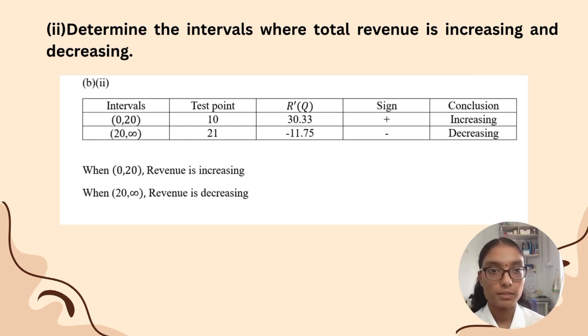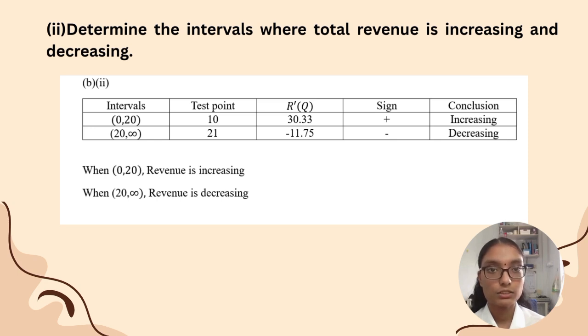For the test point method, we have to determine two intervals. First interval is Q between 0 and 20. Let's choose a test point, for example Q equal to 10. We need to substitute Q equal to 10 in the derivative, so we get 30.33. Since this is positive, total revenue is increasing in this interval.